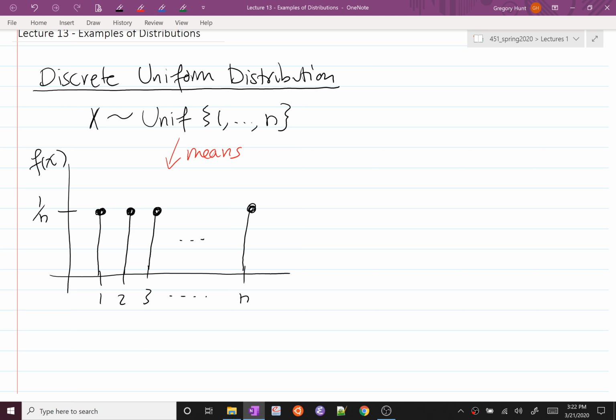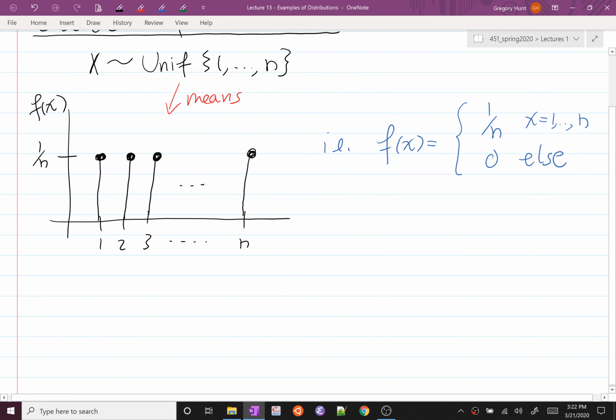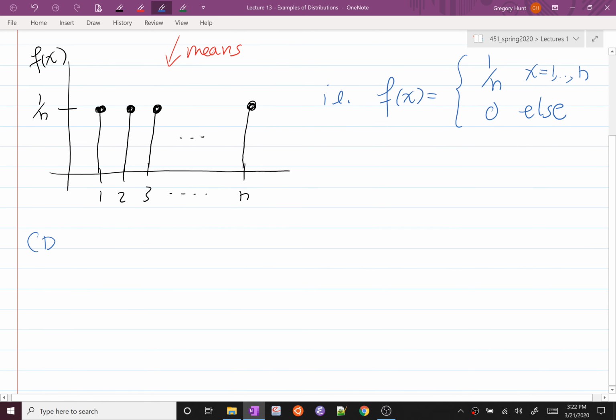So we're going to start with a discrete uniform. That's the PMF, and we can write this in symbols: little f of x is equal to 1 over n when x is equal to 1 to n, and 0 otherwise. And given the PMF, we can of course derive the CDF. So let's look at the CDF of this.